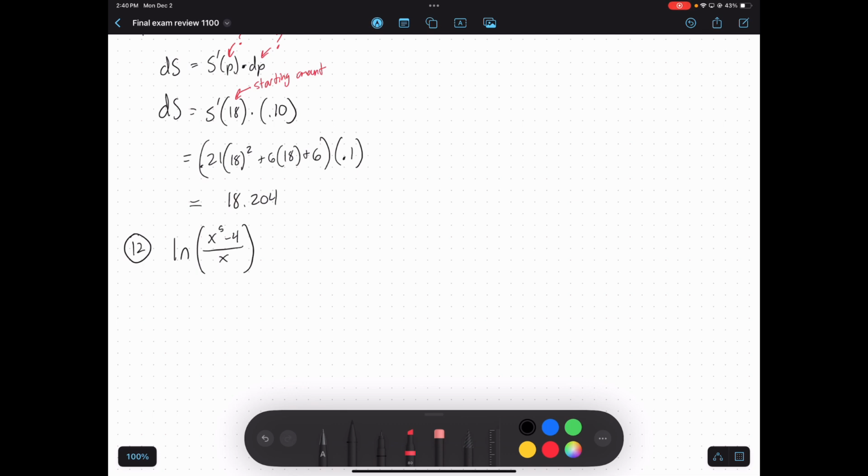And I want to take the derivative. So differentiate. Ideas? What is this derivative going to require? Chain rule. This is definitely going to require chain rule. But is there anything else we can do?